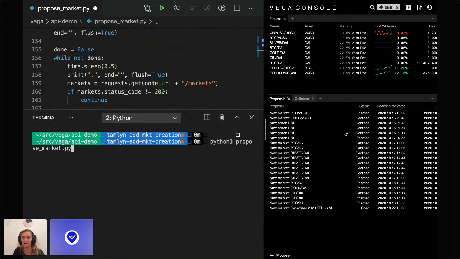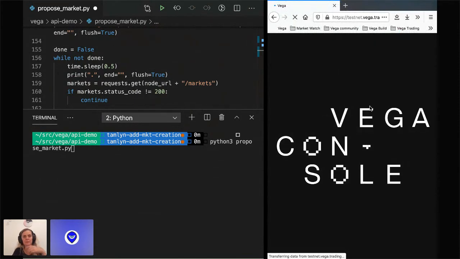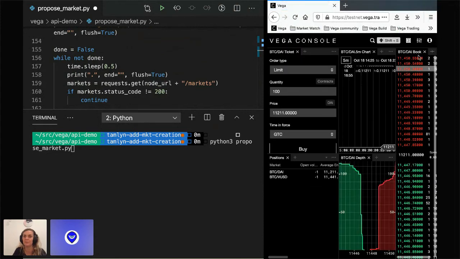I should just say over on the right is a front-end version of our reference front-end, our Vega console. And I've just set up a view to show a list of all the futures currently on the testnet. This is a list of all the governance proposals. So what we should see, I'm just going to refresh this to get it ready, when I run this script is a new proposal come through. And it should be an open proposal.